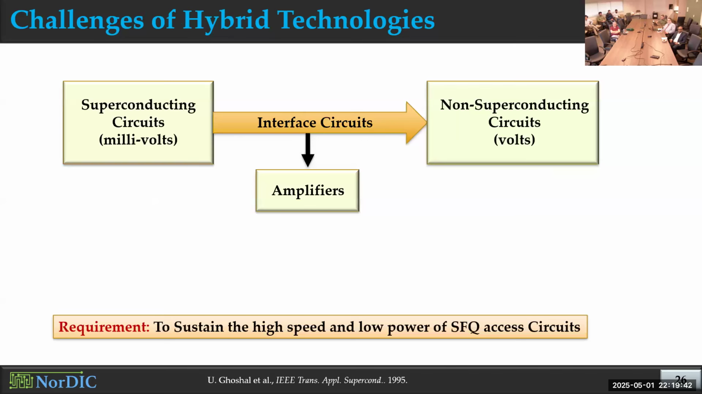But the challenge here is that we need a suitable interface circuit to connect these two different technologies. And these two technologies operate at two different voltage ranges. So we need an amplifier as an interface circuit, which will convert the millivolt level voltages from the superconducting access circuits to the volt level voltages for the CMOS memories. And people have actually tried to design this amplifier with different technologies like semiconducting, superconducting, and also hybrid technologies. But the common challenge is that when you use this amplifier, it takes away some of the advantages of combining these two technologies, and we don't get the expected energy efficiency and speed from this hybrid system. So that's one of the major challenges for this hybrid system.